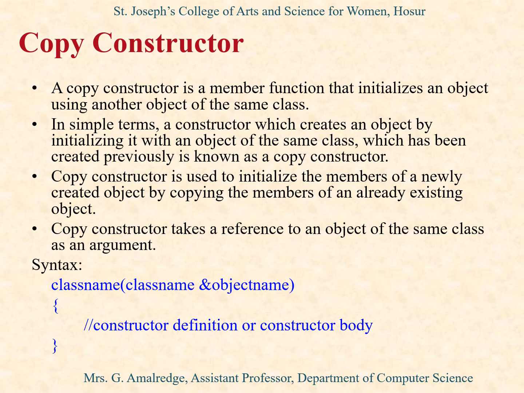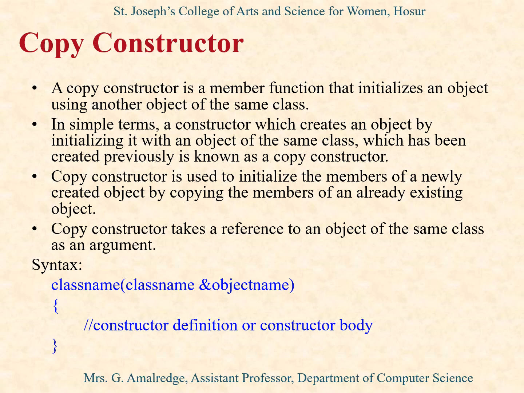Copy constructor. A copy constructor is a member function that initializes an object using another object of the same class. A copy constructor takes a reference to an object of the same class as an argument. Copy constructor is used to initialize the members of a newly created object by copying the members of an already existing object. This is the syntax for creating copy constructor.